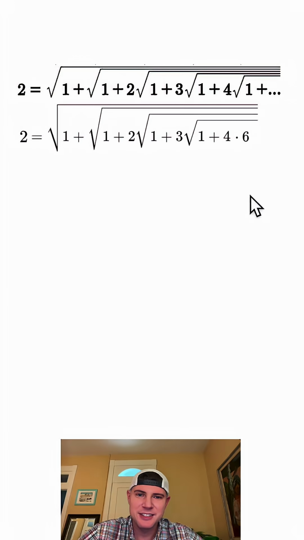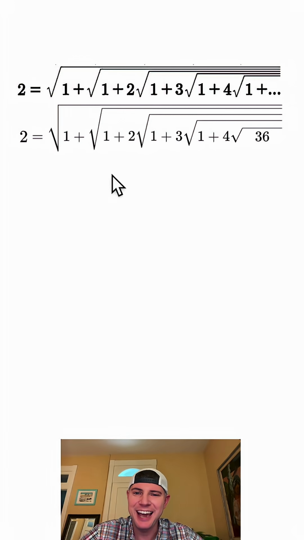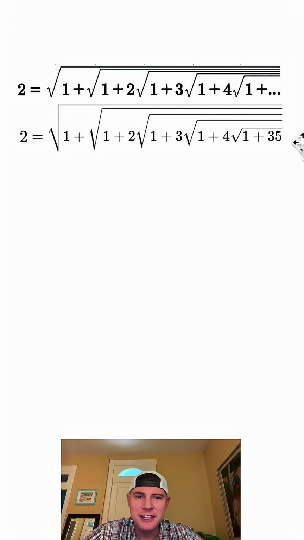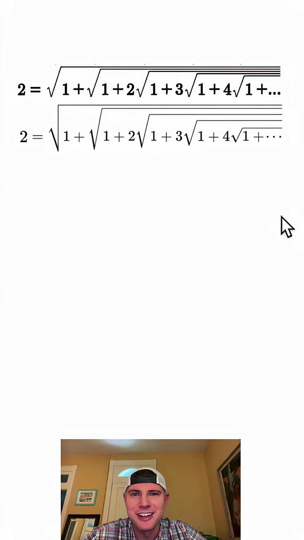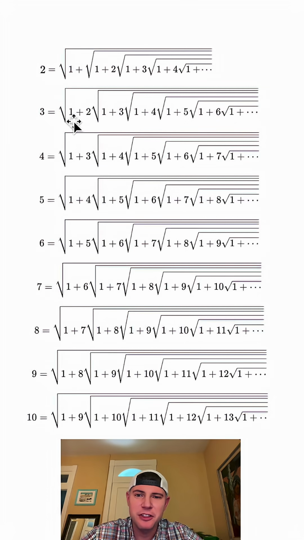times 6. 6 is equal to the square root of 36, and we can rewrite the 36 as 1 plus 35. And this pattern is going to go on forever. And this is how this 2 was derived. And if you go through that same work, you can find 3, 4, 5, 6, 7, 8, 9, and 10.